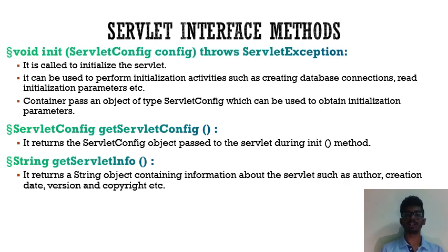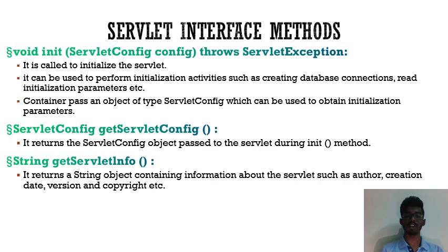Some methods in the Servlet interface are void init. It is a lifecycle method. It initializes the parameters which are required before the execution of the response. And then getServletConfig. It loads the general configuration which is provided by the init method, and it will be returned as a type of ServletConfig. getServletInfo.